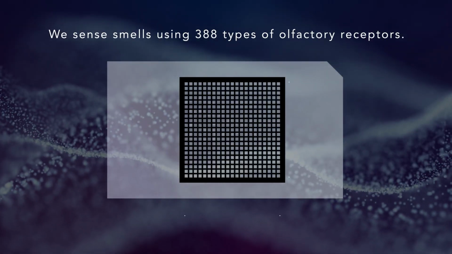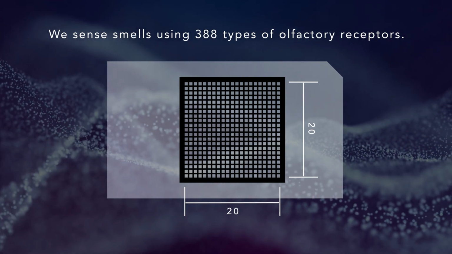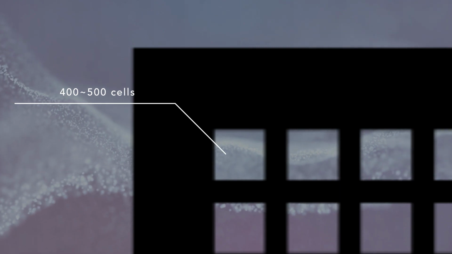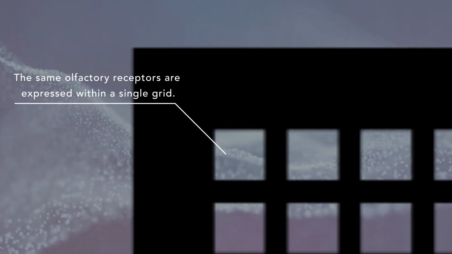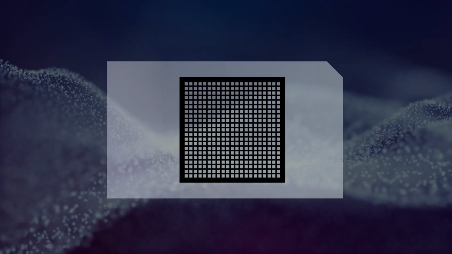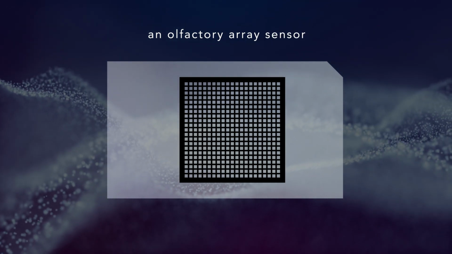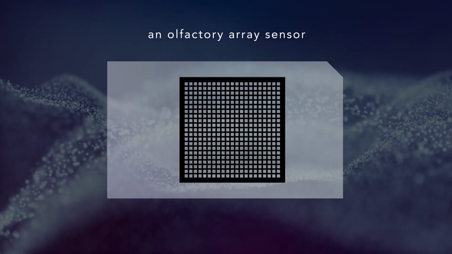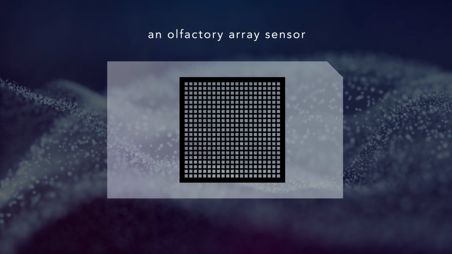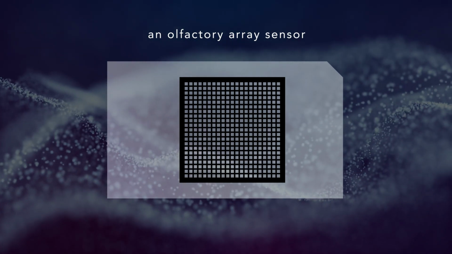We prepared the glass plate with 20 by 20, 0.5 square millimeter sized microwells. Each well was seeded with about 400 to 500 odor nerve mimetic cells, expressing the same receptor. We call this glass plate with 388 wells of each odor receptor an olfactory array sensor.